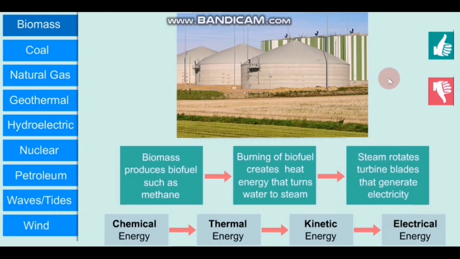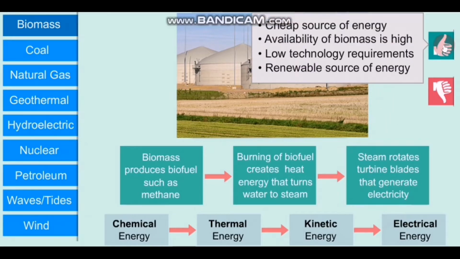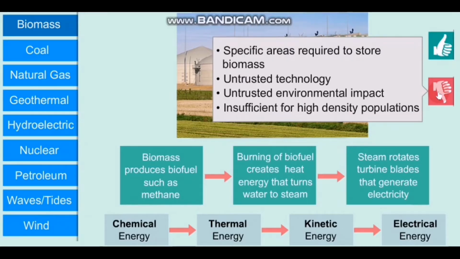So what are the pros of using this power plant? First, it is a cheap source of energy. The availability of biomass is high, it has low technology requirements, plus it is a renewable source of energy. How about the disadvantages? Number one, they need a specific area to store the biomass. Number two, it is an untested technology with untested environmental impact, and it is also insufficient for high density population.